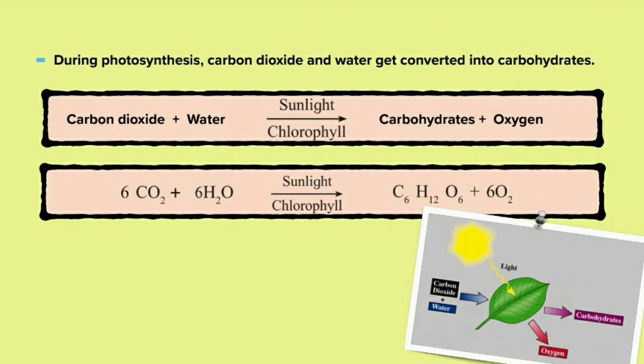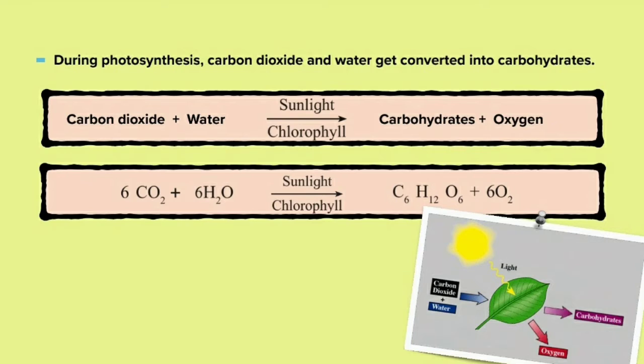Now look at this equation, children. Carbon dioxide plus water with the help of sunlight and chlorophyll is converted into carbohydrates plus oxygen. 6CO2 plus 6H2O with the help of sunlight and chlorophyll gives C6H12O6 plus 6O2.